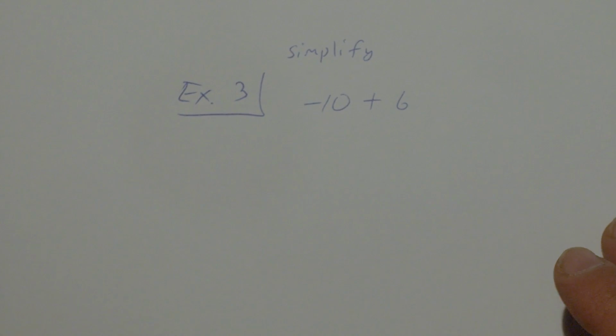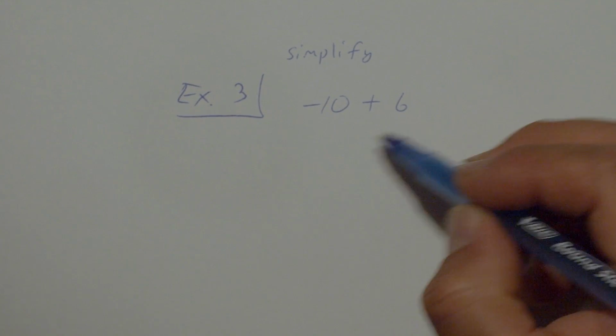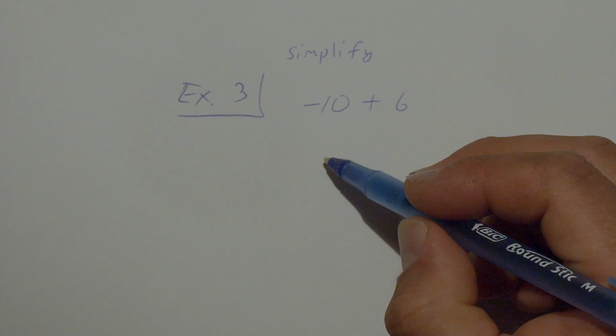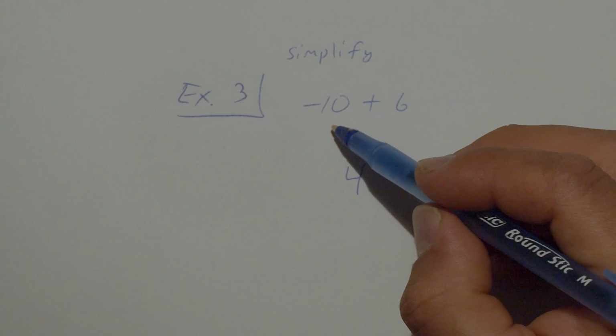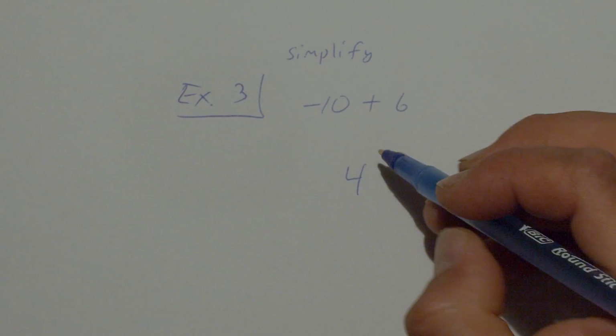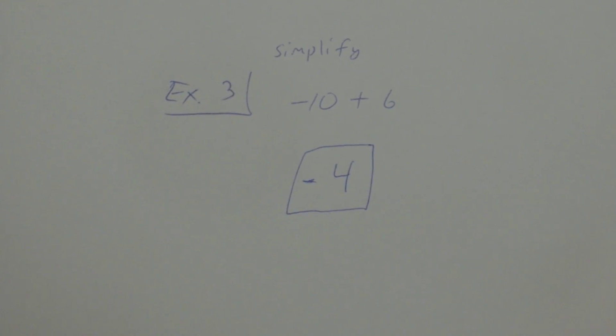Let's try another one. Okay, here we go. Simplify -10 plus 6. So again, I'm going to take the absolute value of this, which is 10. Absolute value of this is 6. 10 take away 6 is 4. And it looks like the negatives win. There's more negatives. -4. I'm telling you, it gets really quick once you get good at doing it. You just got to practice, right?